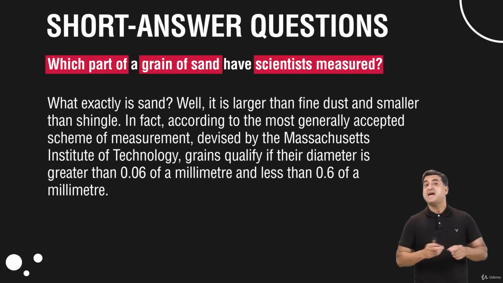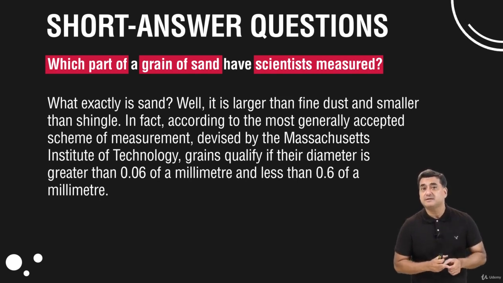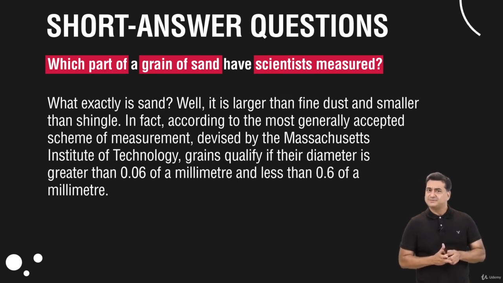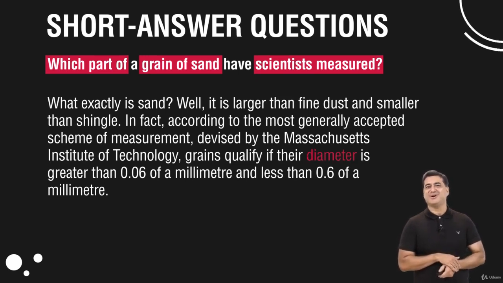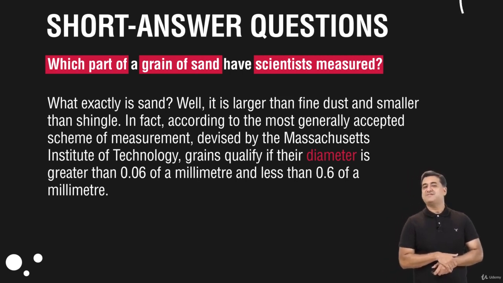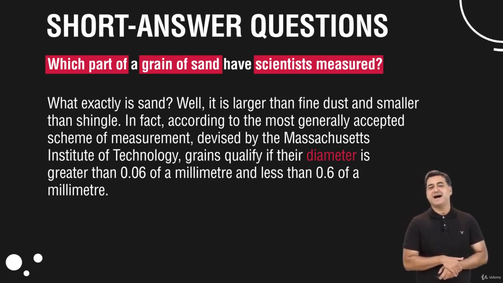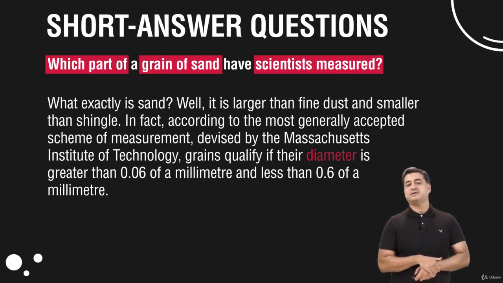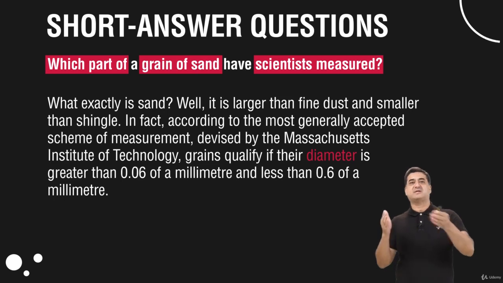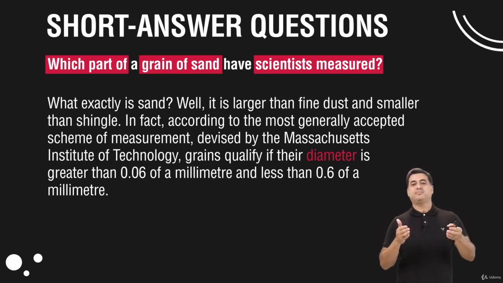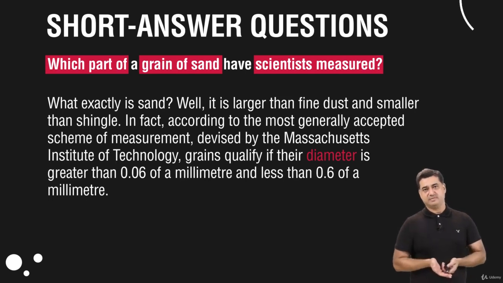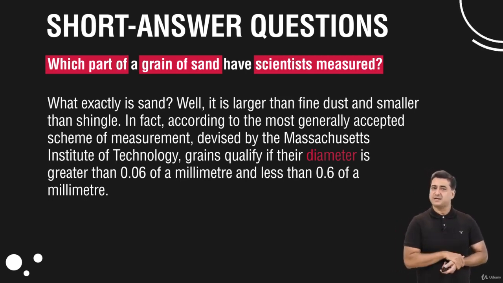So which part have they measured, by the way? Come on, that's not that difficult. Very good. You got it right. Smart man. All right. So what have they measured? They have measured the diameter. So grains qualify as sand if their diameter is greater than 0.06 mm and less than 0.6 mm. So the answer is here.